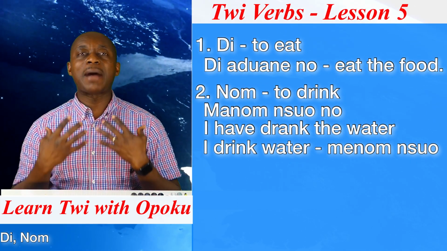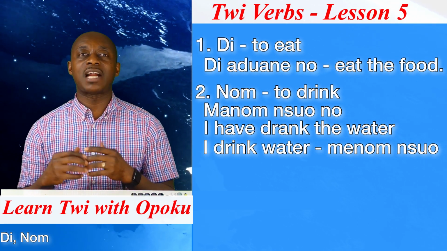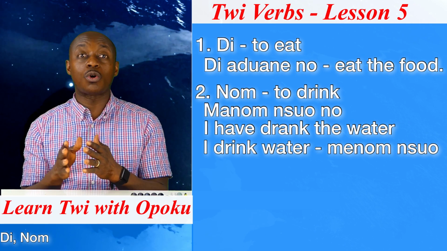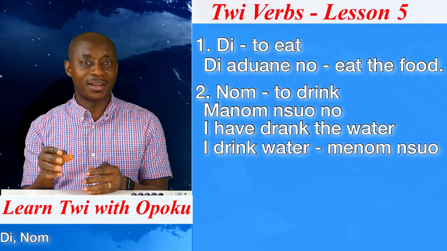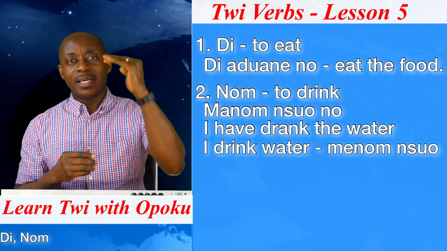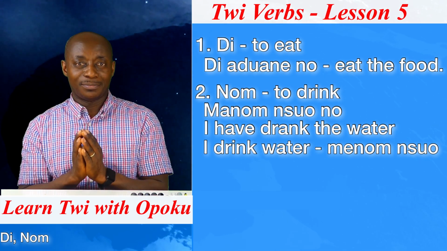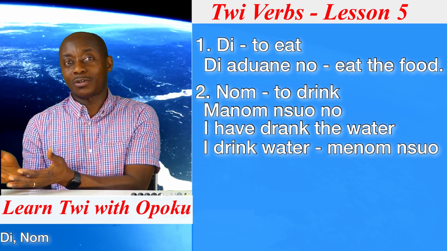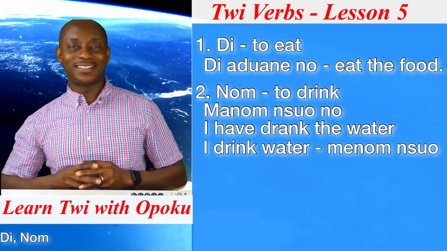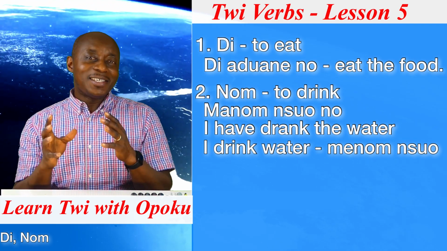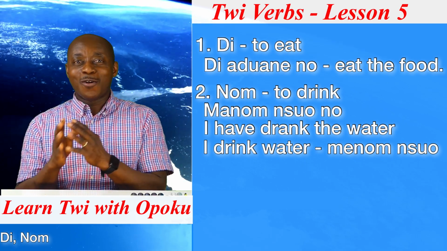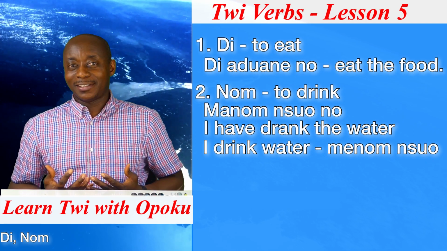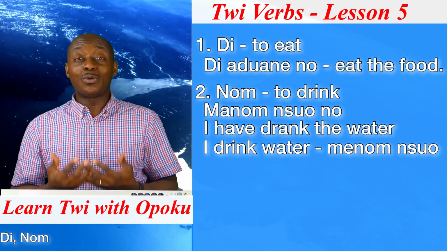Good. So you can say manom nsuo no. That means I have drunk the water. So when we say nom, it means what? To drink. To drink. Good. Eating and drinking, they are somehow concomitant with what? Well, eating and drinking are concomitant with 2 things. If you eat too much, what will you do?